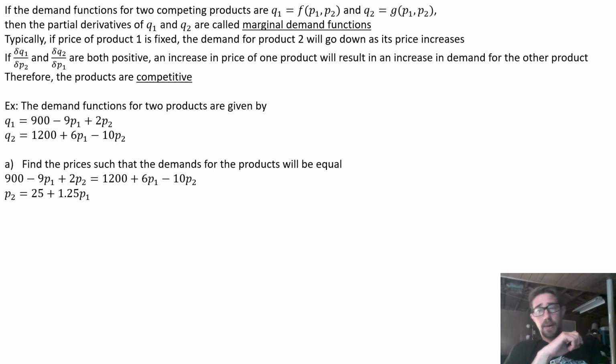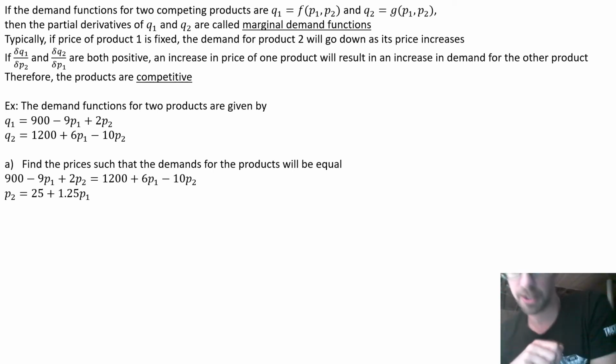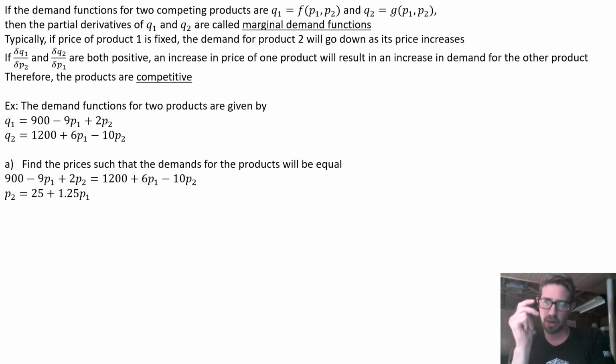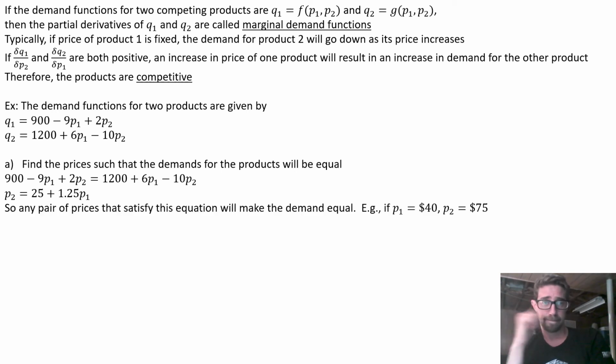So if you think about that as a graph, that would be a linear relationship, right? It's like mx plus b. So any pair of prices that satisfy that, non-zero, non-negative, are going to result in the demand being perfectly equal. So you can just plug numbers in. If P1 is 40, then 25 plus 1.25 times 40 is 75. So if P1 is 40 bucks and P2 costs 75 bucks, they're both going to theoretically sell the same exact amount.